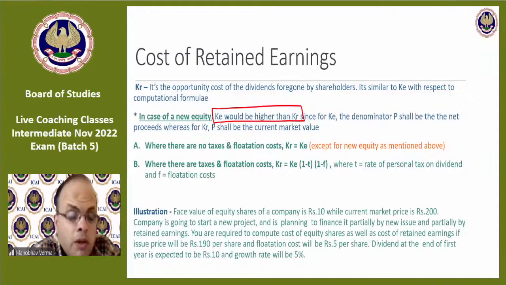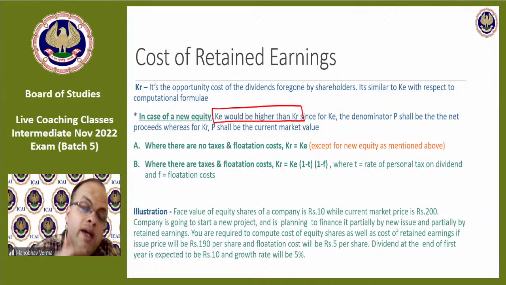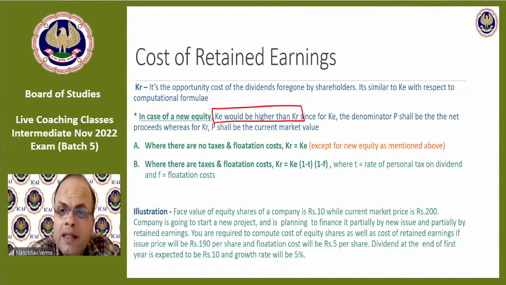Now, we will talk about certain practice questions. We will talk about coverage with respect to the same, how or where we can decide whether we should take Kr equal to Ke, or take Ke as a different cost factor altogether. There are a couple of things here. We are talking about there are no taxes and no flotation cost. This is something I have already discussed: except for the new equity, my Kr is equal to Ke.